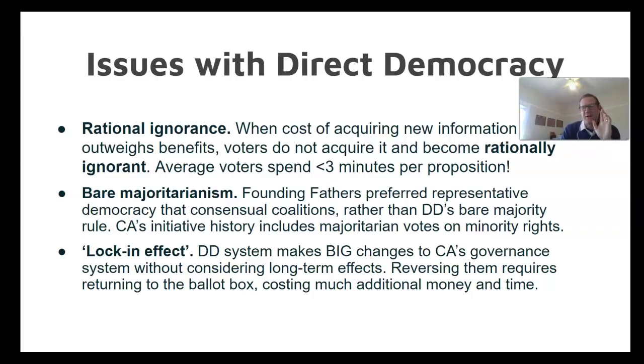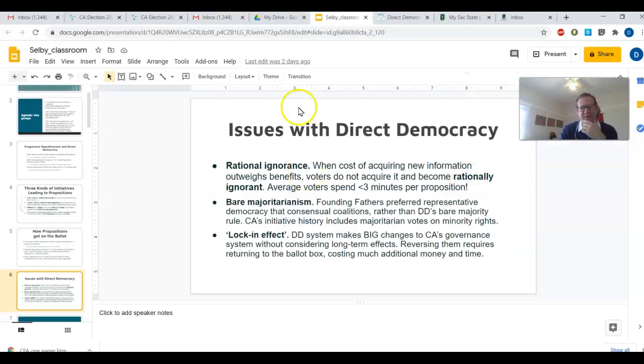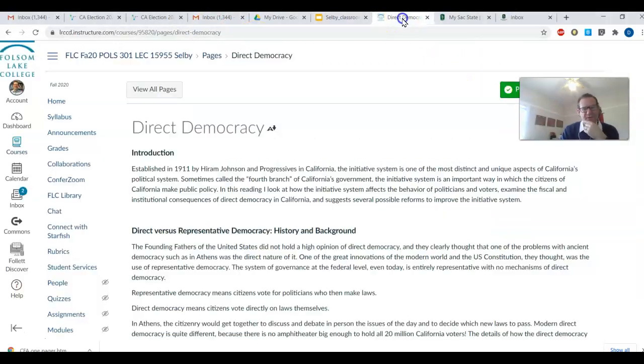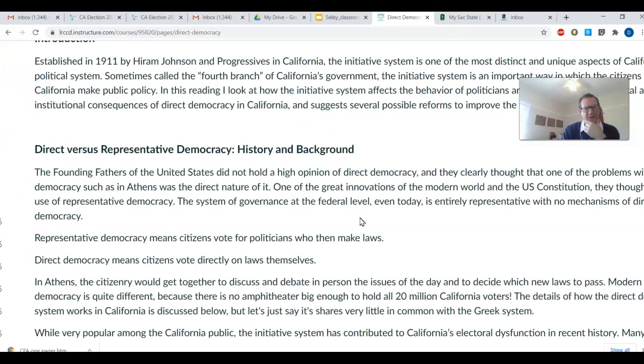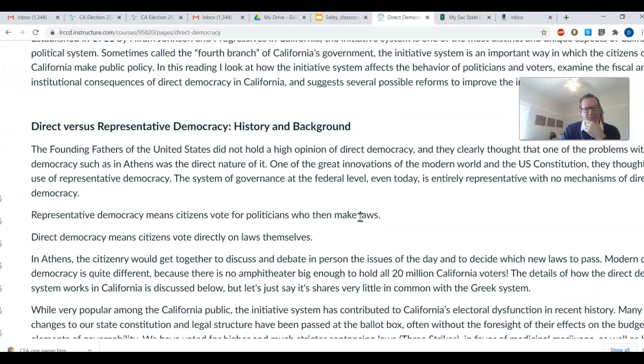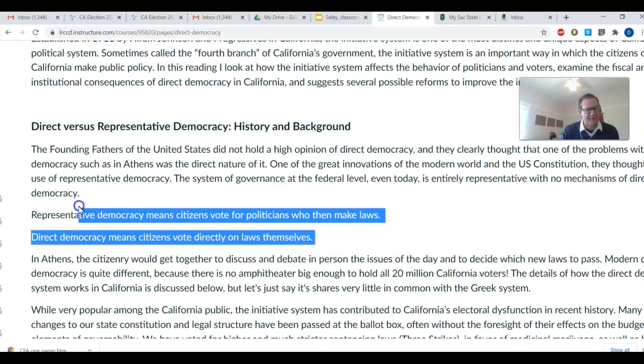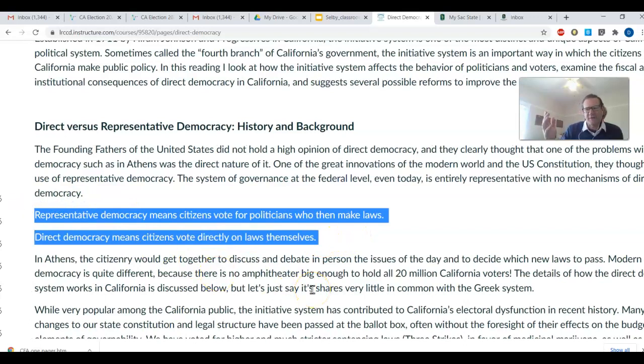Oh, okay. So now what I want to do, I want to show us our Canvas page and just hit a couple of quick things on the Canvas page, right? So one thing to keep in mind here is this important distinction between representative democracy, which is when we vote for politicians and then they vote on laws, and direct democracy, which is people voting yes or no on a law directly, right? So representative democracy, you vote for a guy, he goes sits in Congress and he talks and discusses and debates, and then he passes a law.